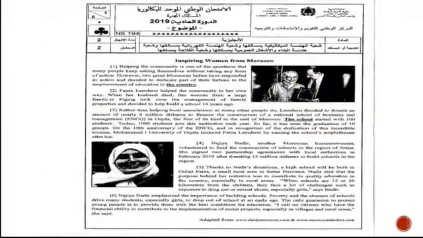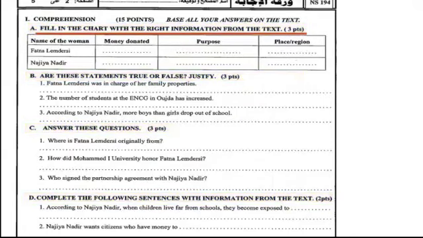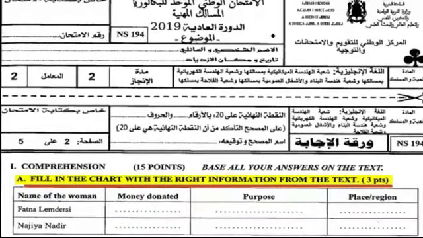Now we're going to go into detail with the questions that you are going to have in the national exam, especially the comprehension. This is the paper. As you can see, we have many questions: A, B, C, D, and then E, F, and so on. We start with question A: fill in the chart with the right information from the text.